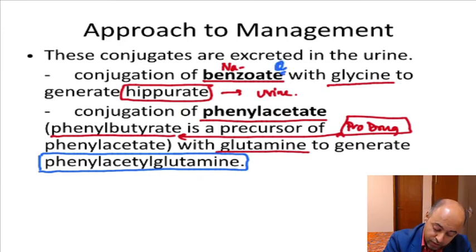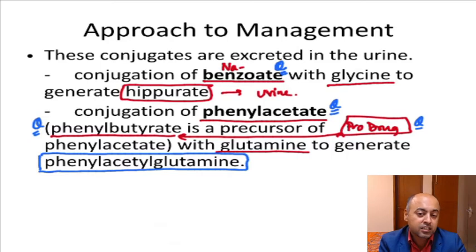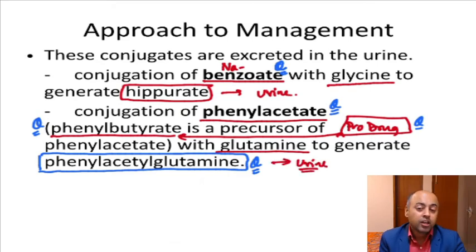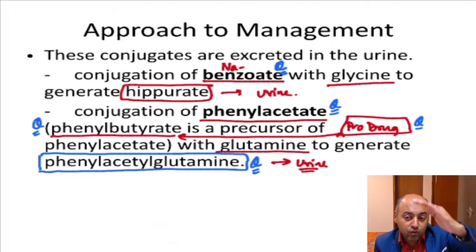Sodium benzoate will result in formation of hippurate. The phenyl butyrate, which is a prodrug and gets converted into phenyl acetate, will finally form the phenyl acetyl glutamine, which will again be lost in the urine, just like in the first case. It will be lost in the urine, but the net result is we are removing the nitrogen from the body, so the ammonia levels will also start falling and the patient will improve.